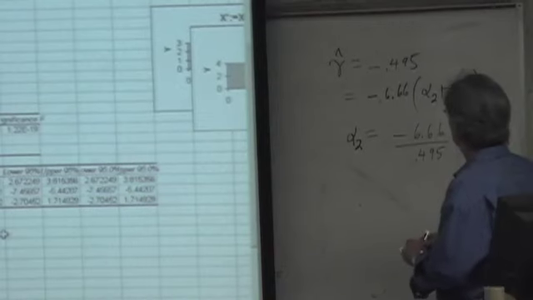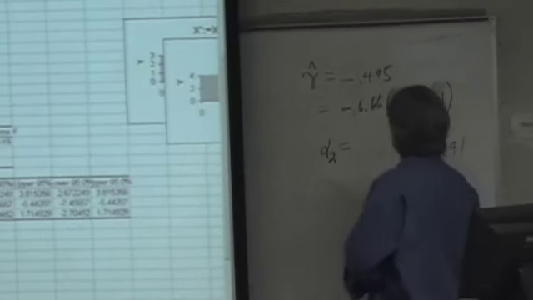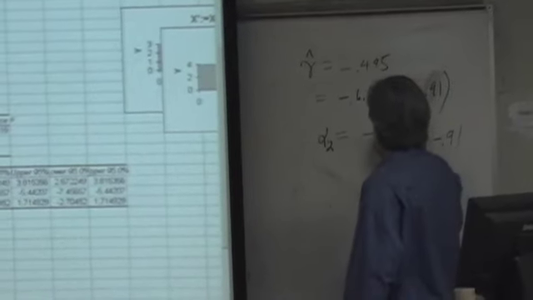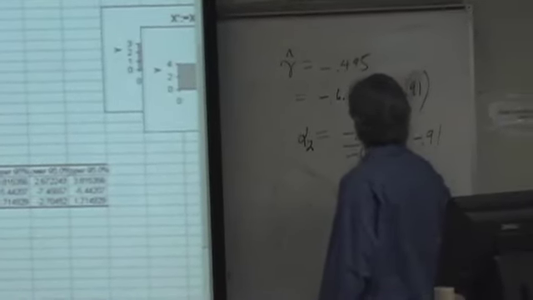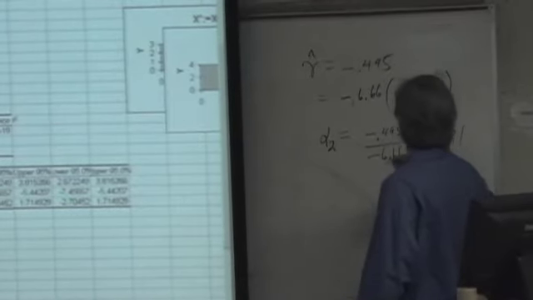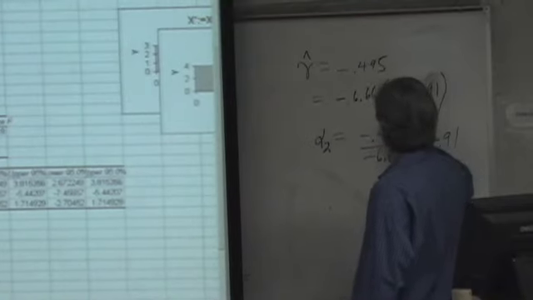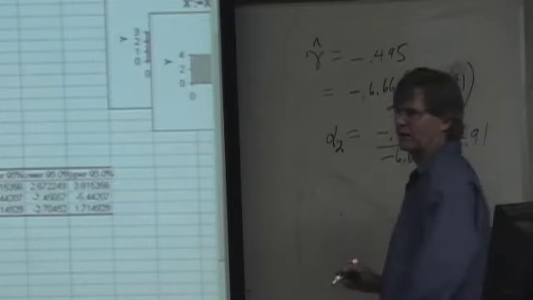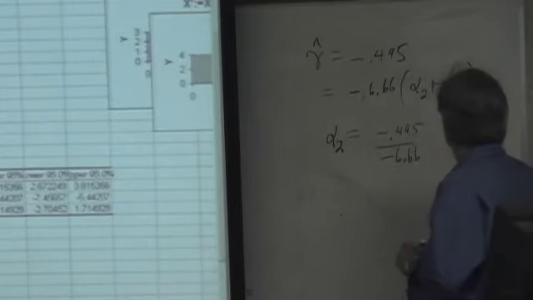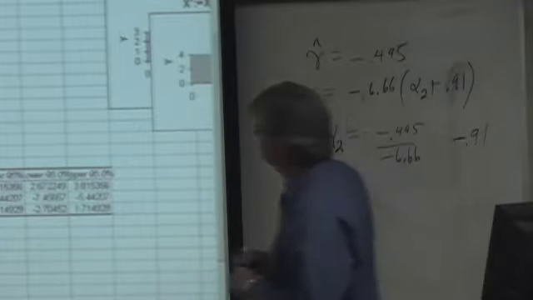This doesn't look right. Something's messed up. I'm not dividing it right. Negative 0.495 divided by negative 6.66 puts it on the other side. I'm just trying to solve for alpha 2, minus 0.91. That doesn't look right. Where are my negative signs?